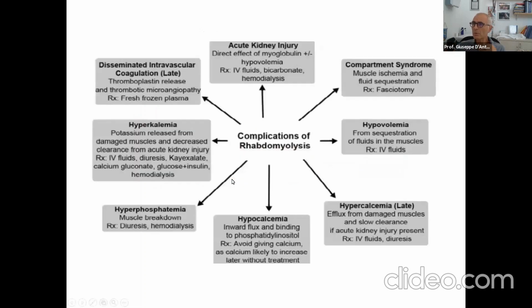So, in rhabdomyolysis, we have several complications, including acute kidney injury, the possibility of hypovolemia, the possibility of alteration in electrolytes, including hypocalcemia, hyperphosphatemia, hyperkalemia. And in the late stage, we can see disseminated intravascular coagulation and hypercalcemia. So complications of rhabdomyolysis can be very important from a clinical point of view.